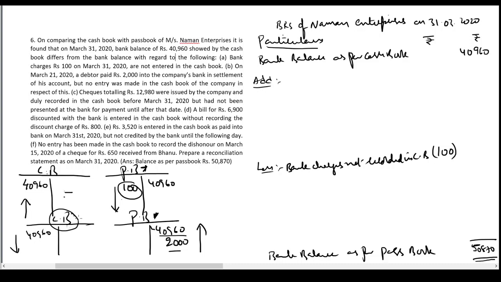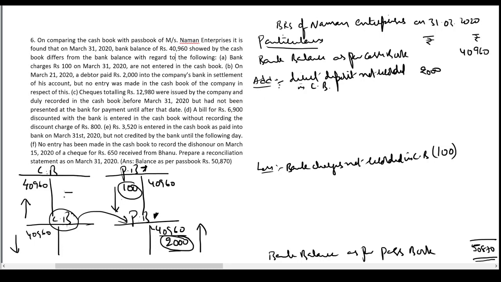So what should I do to the cash book to make it equal to the passbook? Passbook balance has increased by 2000. So cash book balance also has to be increased by 2000 to make it equal to passbook balance. By writing some amounts in the BRS, we are not writing any entries in our ledger accounts. We are just explaining the difference in the bank reconciliation statement. Alright, direct deposit not recorded in cash book, rupees 2000.